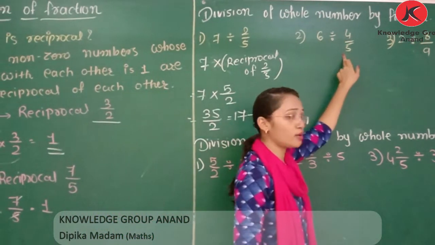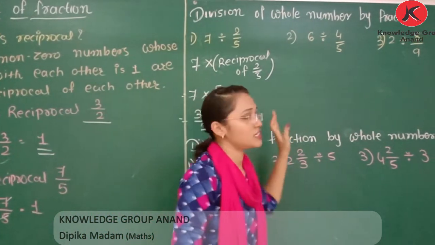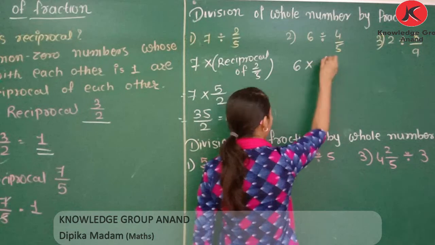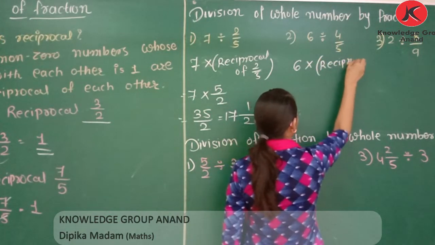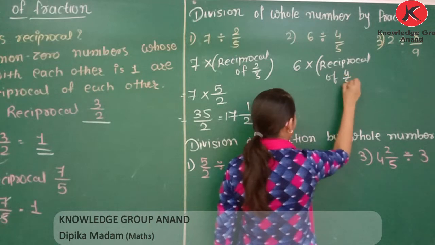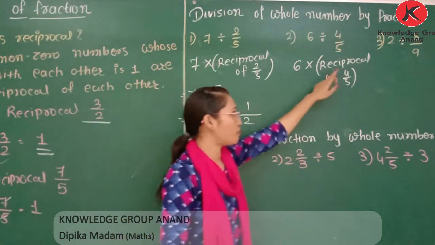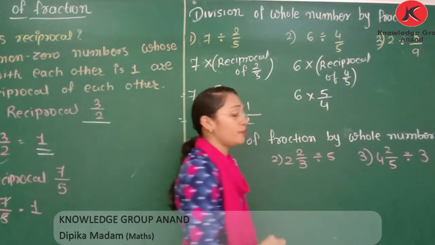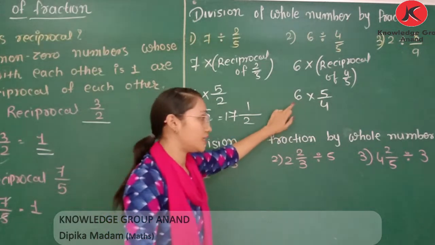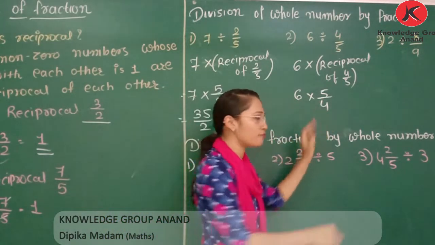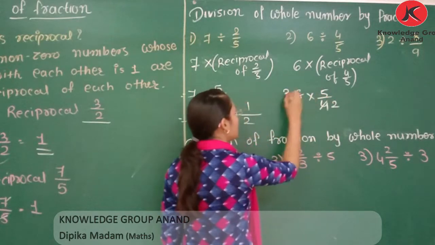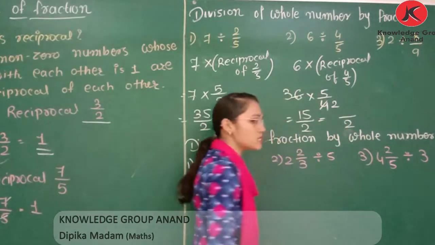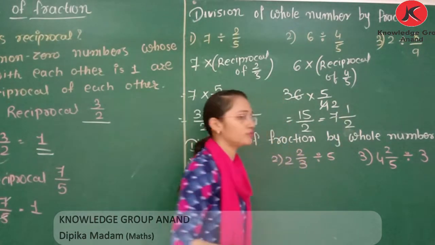Same for the next example: 6 divided by 4 by 5. Division is converted into multiplication by writing the reciprocal of 4 by 5. So we can write 6 multiplied by the reciprocal of 4 by 5. The reciprocal of 4 by 5 is 5 by 4. So 6 multiplied by 5 by 4. If there is a common factor, then you can cut it. Here 3 2s are 6 and 2 2s are 4, so you can cut the common factor 2. 3 5s are 15, divided by 2. So you can convert it into a mixed fraction, 7 1 by 2. Clear?